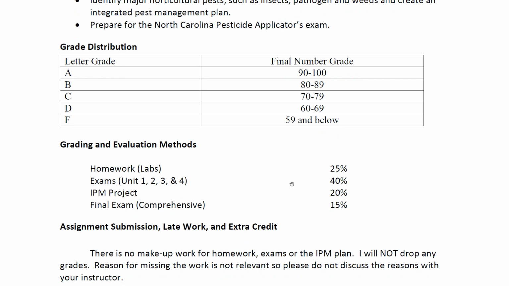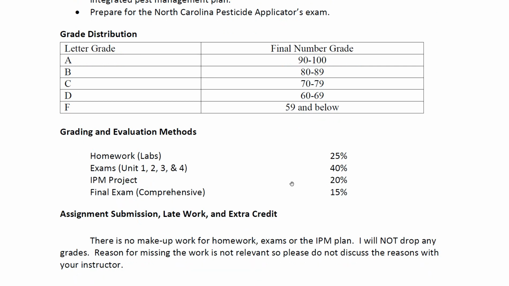The grading and evaluation methods for this course, you're going to have 4 homework assignments, 1 for each unit. They're going to be worth 25% of your grade. You're going to have 4 exams, and that's going to be Unit 1, Unit 2, Unit 3, and Unit 4 exams, and those are worth 40% together. And then you're going to have an IPM project, which is going to be 20% of your grade.